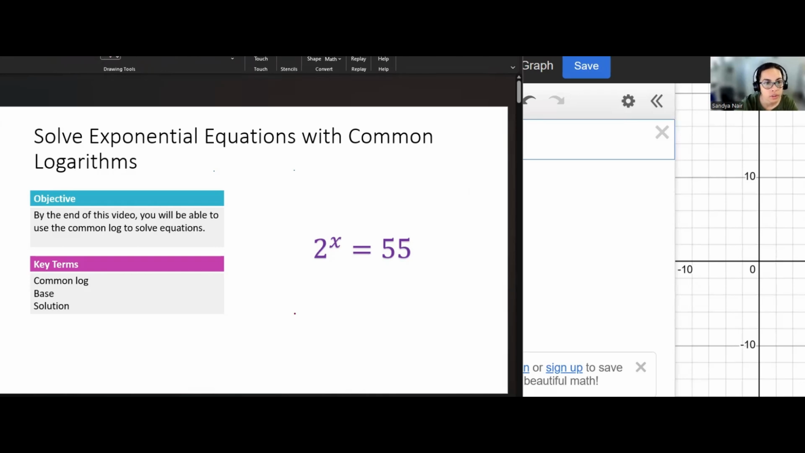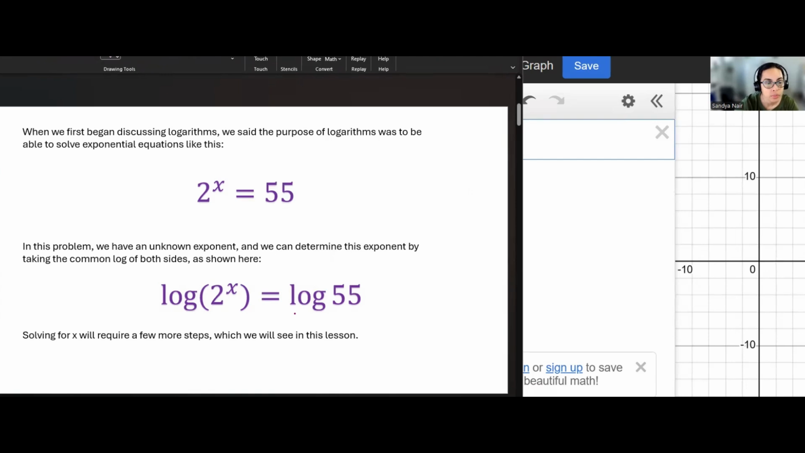In this video, we're going to talk about how to solve exponential equations with common logarithms. When we first began discussing logarithms, we said the whole purpose of logarithms was to be able to solve exponential equations like 2 to the x equals 55. In this problem, we have an unknown exponent, and so we can determine the exponent by taking the common log of both sides.